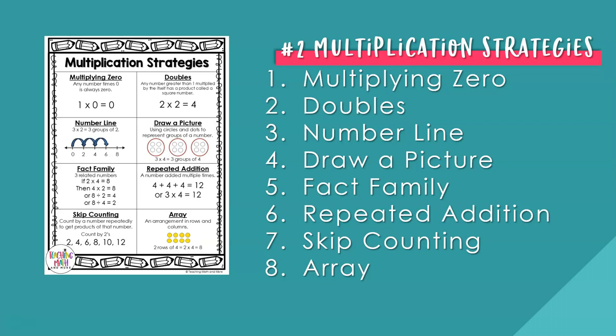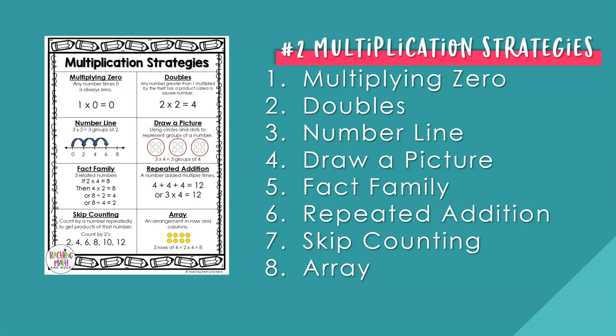Number 4, draw a picture. Students can draw a picture with dots or circles to represent groups of a number. Number 5, fact family. Students can use multiplication fact families to quickly find a product. Can also be used to divide. Number 6, repeated addition. A number added multiple times, for example, 4 plus 4 plus 4 equals 12, which is the same as 3 groups of 4 equal 12.